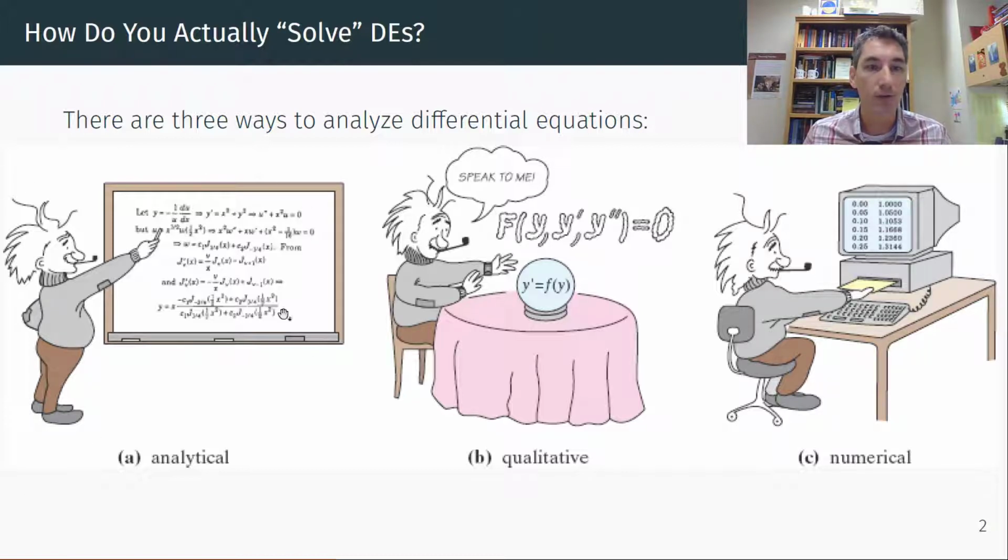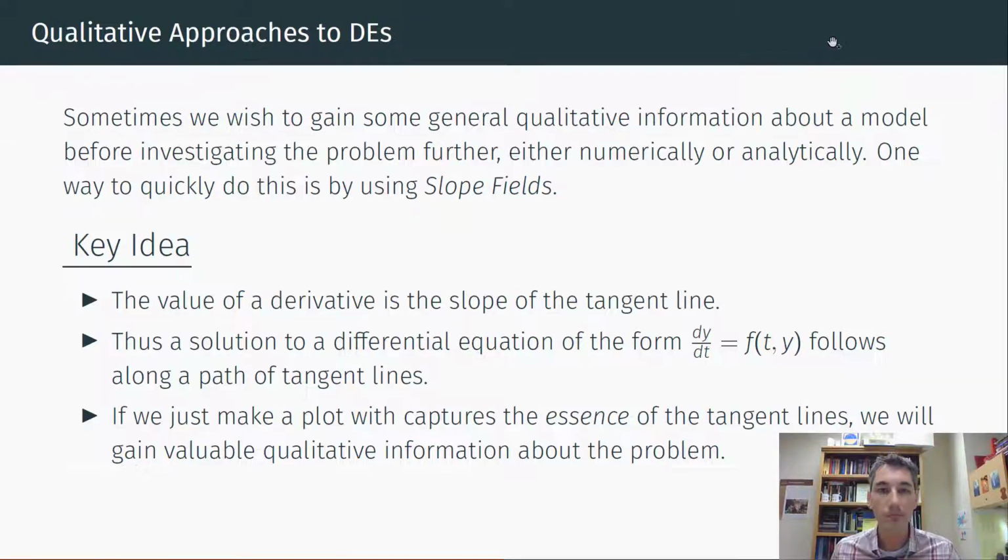Eventually, we're going to focus a lot on this analytical method, but today we're going to spend some time on what's called the qualitative method. And the main qualitative approach we're going to take is to look at something called a slope field. Slope fields are a really nice way of getting qualitative information about differential equations. And the key idea is this.